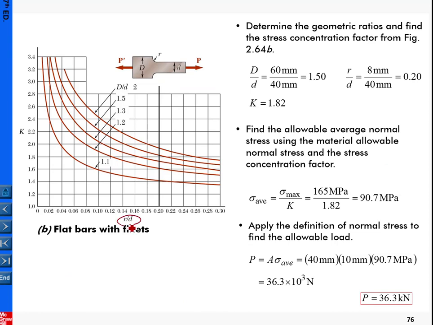Here we need to determine r over d, and that is 0.2, so I will make a line. Then we need to determine capital D over d, which is 1.5, so we look for the line 1.5 intersecting with here. That is this curve here, so the value should be here, about 1.82. You can make an approximation. In the test or in exercise 8, if you approximate 1.83 or 1.81, I think that's okay. I won't be so critical about this.